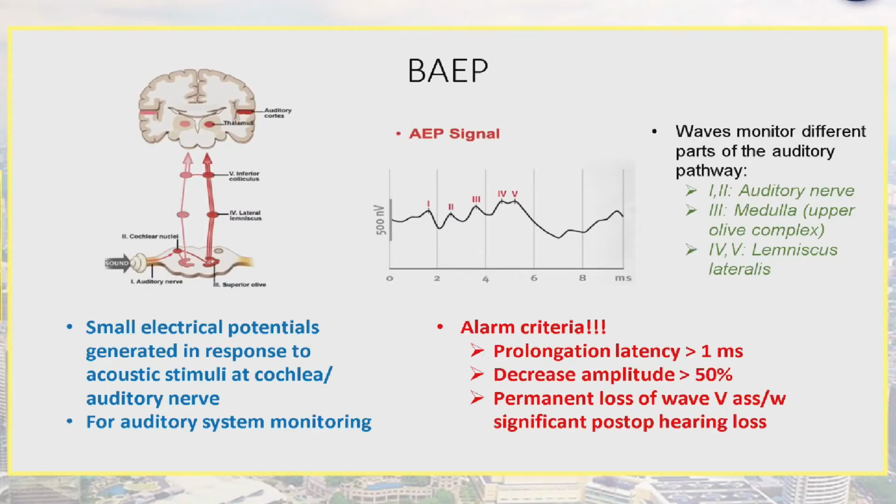So for auditory evoked potential, we want to monitor the auditory system, okay, for CP angle tumor and other operations. So what we do, we put some sort of microphone in the patient, then we deliver a click sound. So it gives stimulation at the time, and it generates 5 waves that are of interest. These 5 waves indicate the site that possibly has damage, or that we want to avoid damaging at that point in time. Okay, 1, 2 is the auditory nerve, 3 is at the medulla, and 4 and 5 are at the lateral lemniscus.